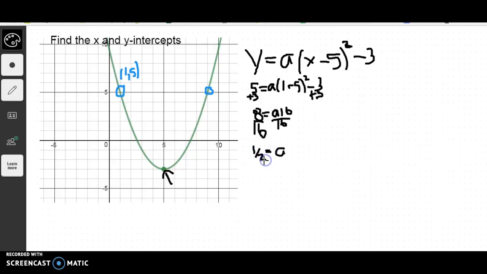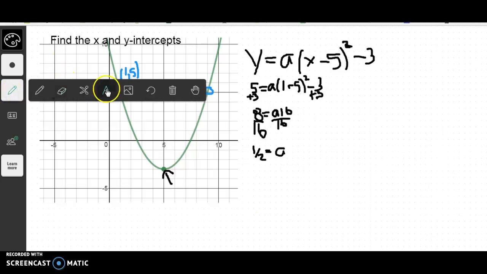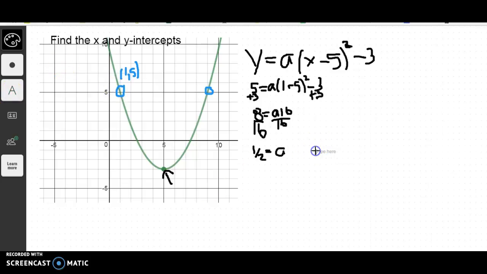So now you could write your equation as y equaling 1/2 times x minus 5 squared minus 3. So now that's the actual quadratic, and now I just have to solve for the x and y intercepts.